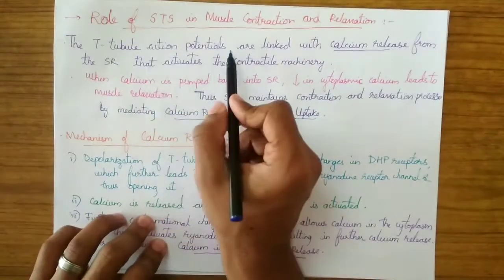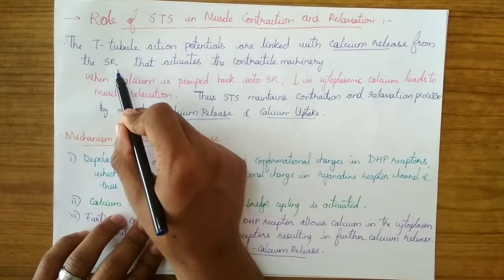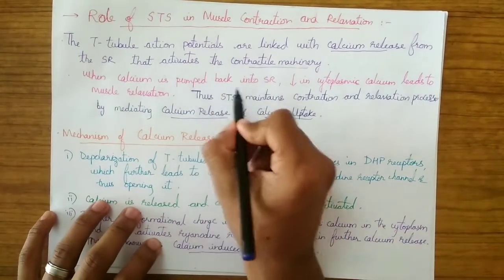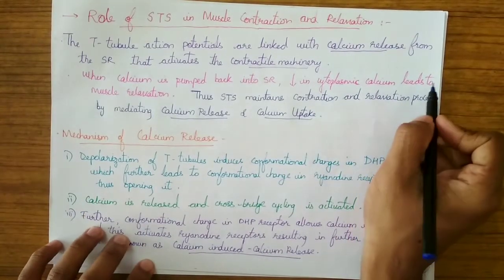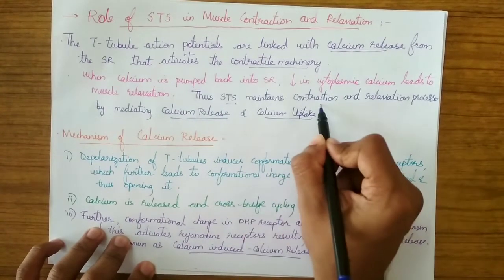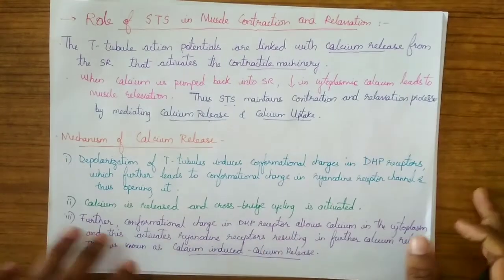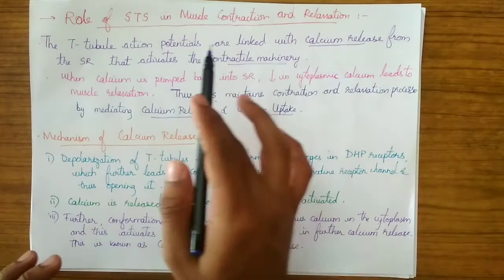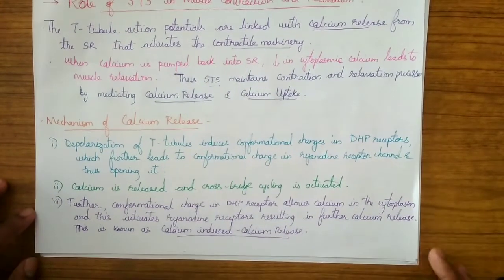The T tubule action potentials are linked with calcium release from the SR, that is sarcoplasmic reticulum, that activates the contractile machinery. So when the calcium is pumped back into the sarcoplasmic reticulum, the decrease in cytoplasmic calcium leads to muscle relaxation. Thus the sarcotubular system maintains contraction and relaxation process by mediating calcium release and calcium uptake. So the calcium release and calcium uptake is the main process in muscle contraction and relaxation. So the mechanism of calcium release.